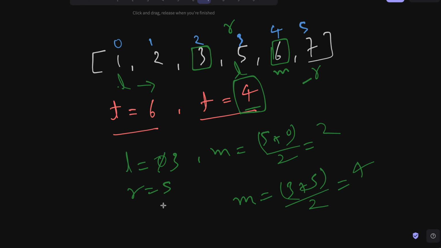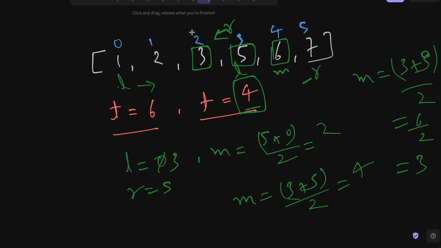And now we can try to figure out mid again. So this time mid will be (3 plus 3) divided by 2, that is 6 divided by 2, which is equal to 3. And then we will check this value. Is this greater than or less than our target? Well, it is clearly greater than, so we will again shift R to mid minus 1, that is 3 minus 1, that is here.